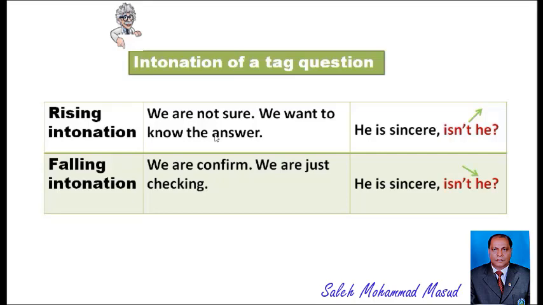As for example, he is sincere, isn't he? This means that we are not sure whether he is sincere or not. We need confirmation. And we use falling intonation when we are confirmed about the information. He is sincere, isn't he? Here we are confirmed about his sincerity. We are just checking.